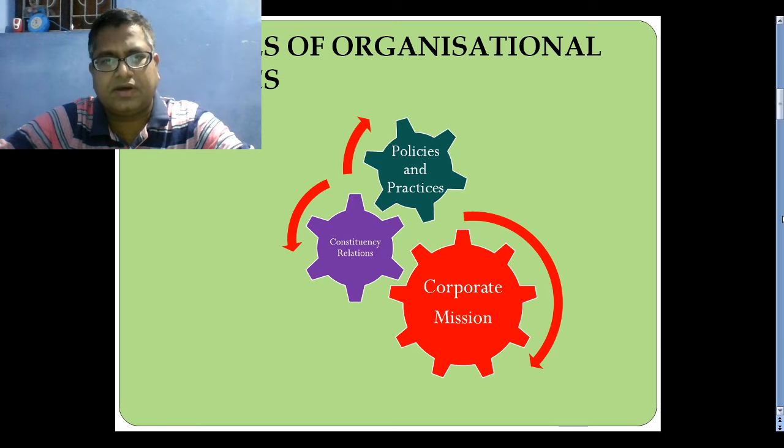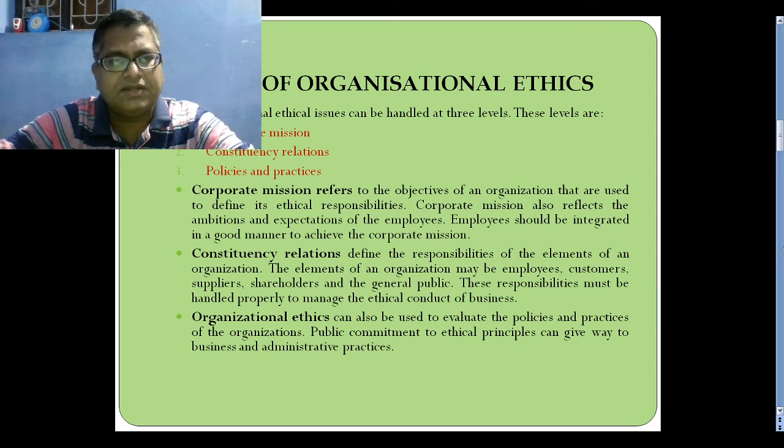You see, organizational ethics can be in different formats: one is corporate mission, another is constituency of relation, and another is policy and practices. These are the three ways through which the levels of organizational ethics exist. My dear students, there are three levels of organizational ethics: corporate mission, corporate relation, and policies and practices.